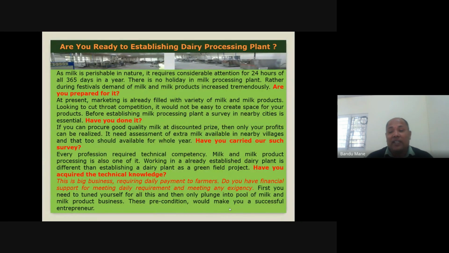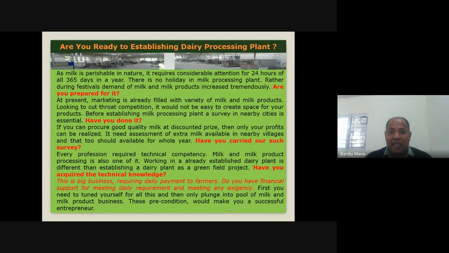Then when you want to be an entrepreneur, want to start a dairy business, specifically a dairy processing business, you should be ready for this aspect, because milk is a highly perishable natural product, and its shelf life is maximum 24 hours. Raw milk shelf life is 24 hours when it is immediately cooled to less than 4 degrees temperature. Another aspect is it is a 365 days business. There is no holiday in milk processing plants, even in the festive seasons, the demand is increasing. So you can't close the plant for a single day, because the supply from the farmers or the centers is continuous. So there is no holiday business. First and foremost important is: are you ready or prepared for these 365 days? That is the first and foremost question.